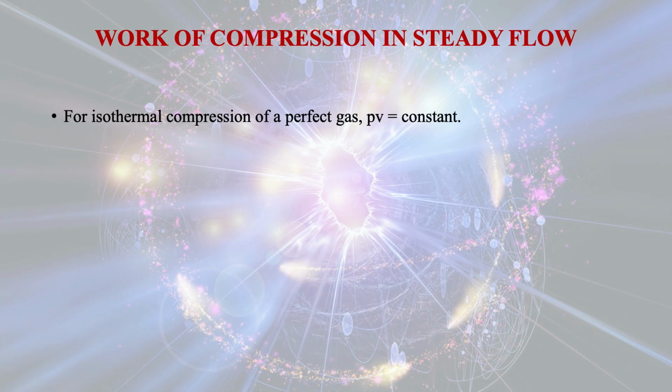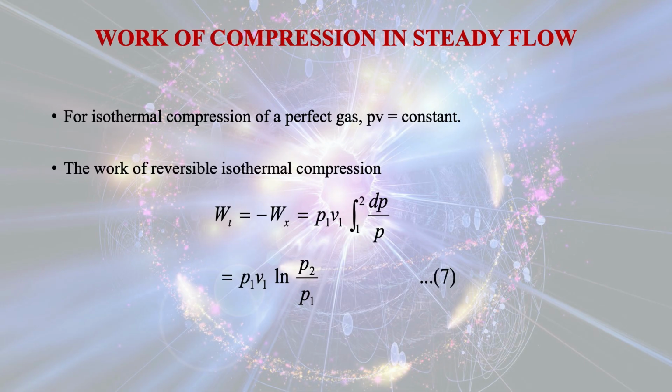Now we will calculate the work done for the isothermal process. For isothermal compression of a perfect gas, that is PV is equal to constant, the work of reversible isothermal compression Wt is equal to minus Wx is equal to P1 V1 integral of dP by P. This is a simple integration. If you perform the integration and put the upper limit and lower limit, you will get the final expression Wt is equal to P1 V1 ln P2 by P1.